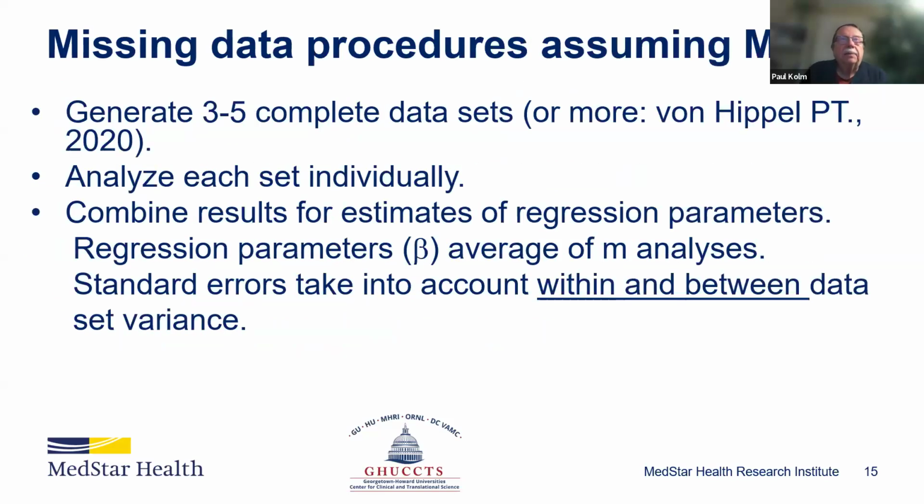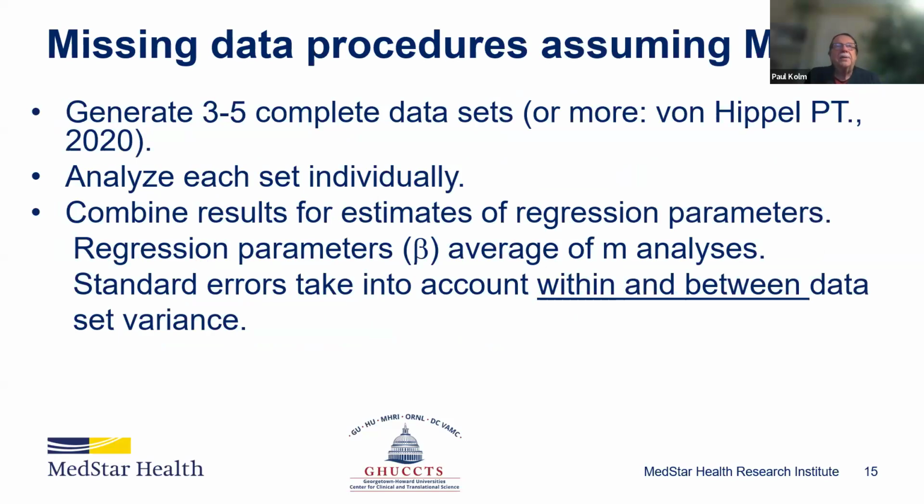So what we do, typically, and this is from the early days of multiple imputation, is generate 3 to 5 complete data sets.